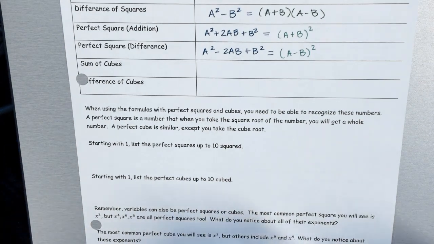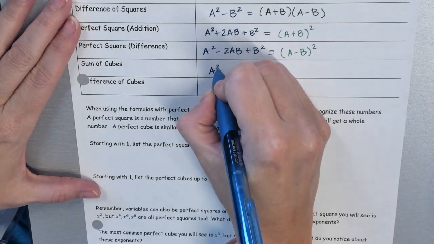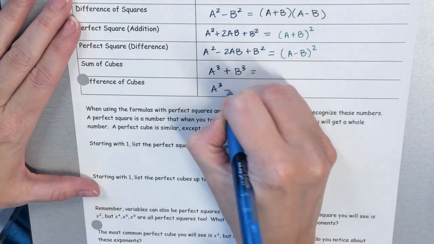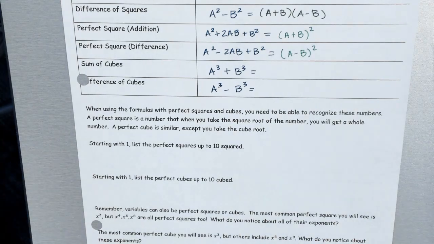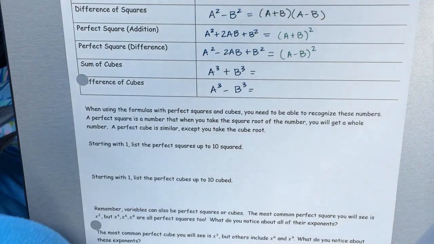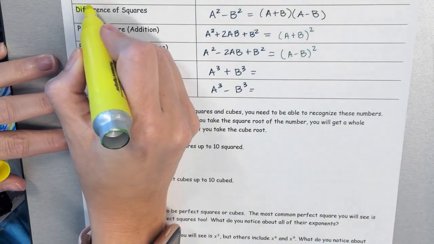Okay, and then you can also have the sum of cubes. So a cubed plus b cubed and a cubed minus b cubed. Notice that for the squares, it's only the difference. You can never split it up if it's the sum.